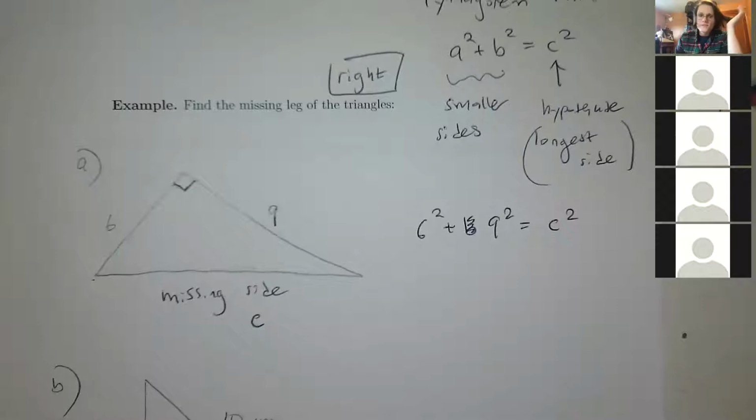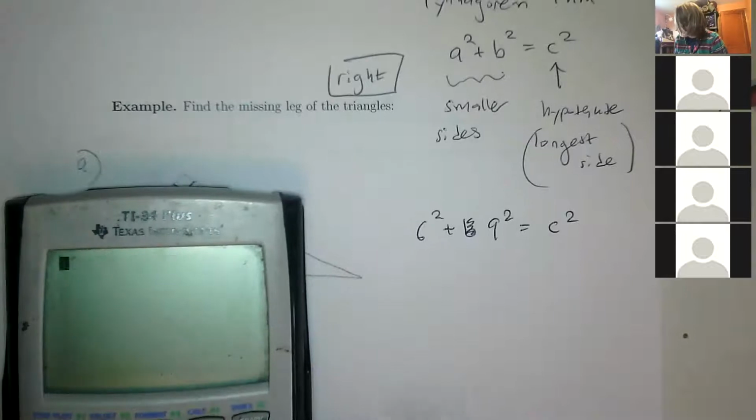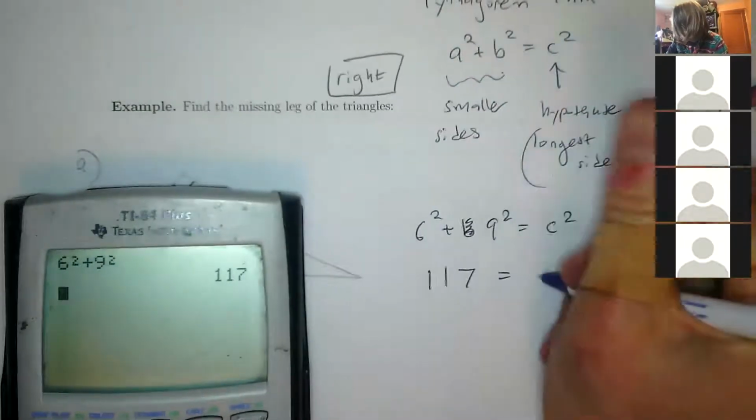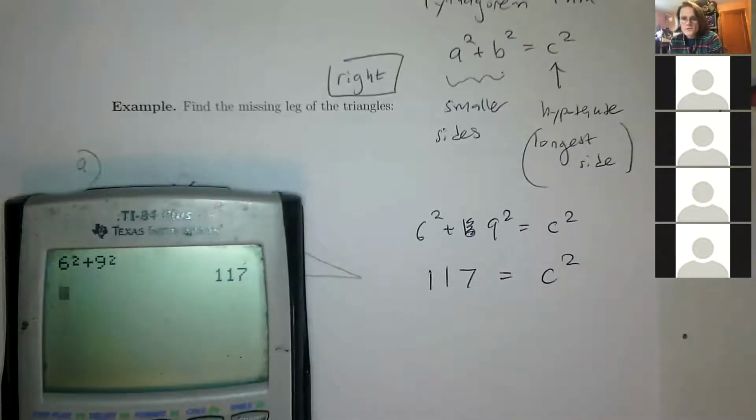Right. And most of these, you'll need a calculator to compute C or A or B for that matter, just because square roots are often non-trivial. So let's give this a go. Okay, there we go. So I'll compute 6 squared and 9 squared. So 6 squared plus 9 squared is 117. So that tells me that 117 equals C squared. And now I just need to take a square root to solve for C.